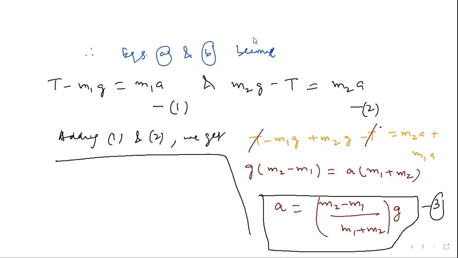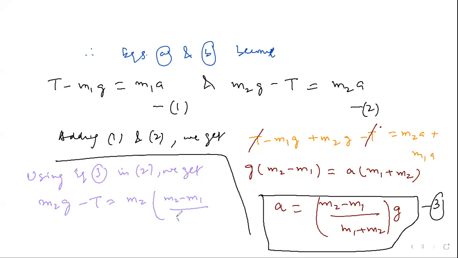Using equation 3 in 2, we use 3 in 2. So I get M2G minus T is M2A, where A is this whole thing, M2 minus M1 over M1 plus M2 times G, right? That's my M2G minus T is equal to M2 times A, which is M2 minus M1 by M1 plus M2 times G.